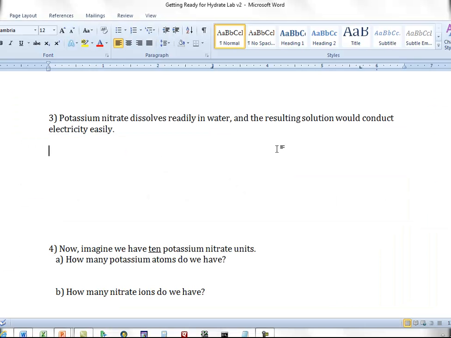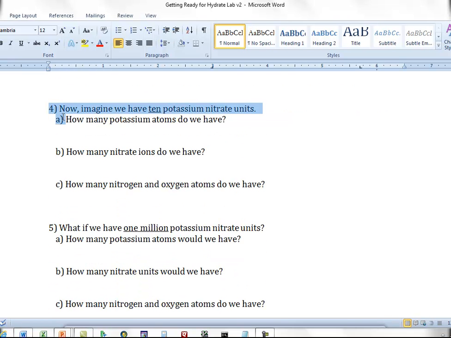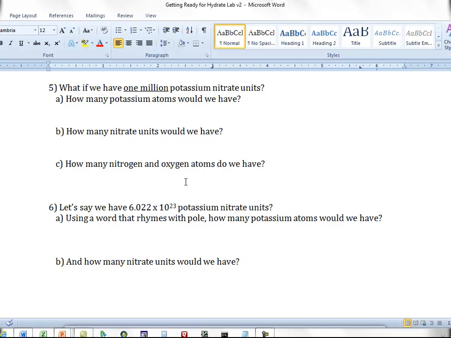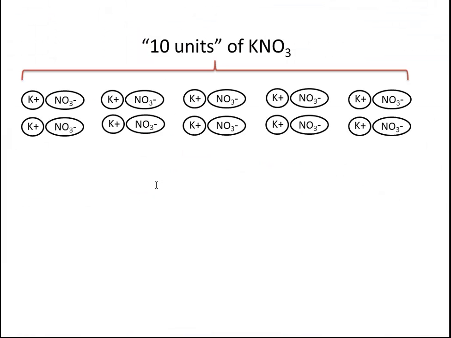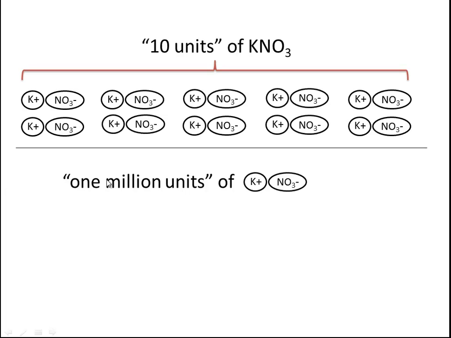Okay, and finally, just to get you going, I think you were okay with these questions. I had a lot of people say, am I missing something? This seems too easy. But I just wanted to make it clear that every pair of potassium and nitrate would be considered a unit, 1 unit of potassium nitrate. So if we have 10 units of potassium nitrate, then we would have 10 potassiums and 10 nitrates, right? If we had 1 million of those units, we would have 1 million potassiums and 1 million nitrates.